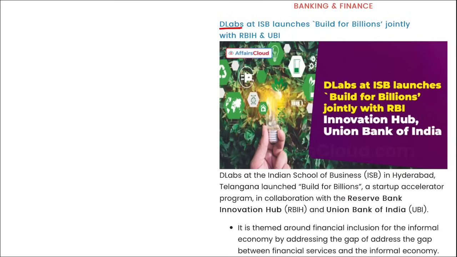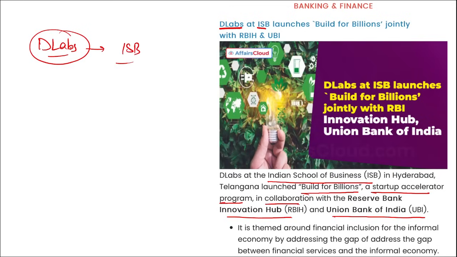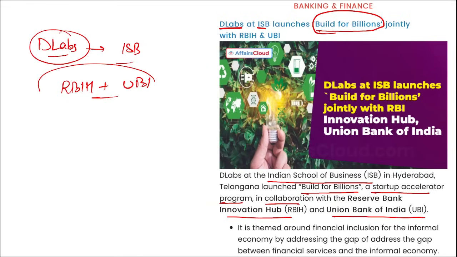Next is DLabs at ISB, that is Indian School of Business in Hyderabad, Telangana. They have launched Build for Billions. This is a startup accelerator program in collaboration with RBI Hub and Union Bank of India. I repeat, DLabs at Indian School of Business in Hyderabad, Telangana, have launched Build for Billions. Right? This is a startup accelerator program that was jointly built by RBI Hub and Union Bank of India.